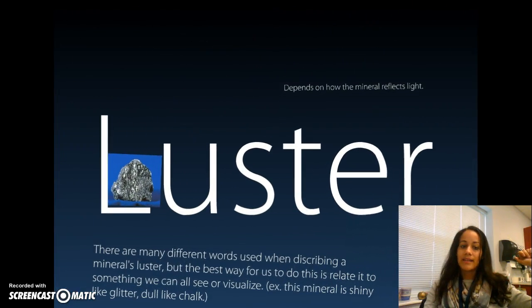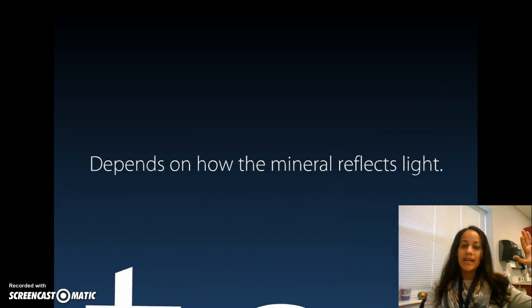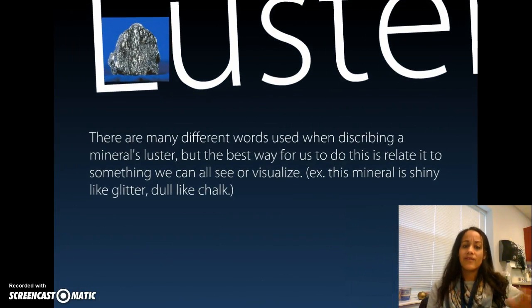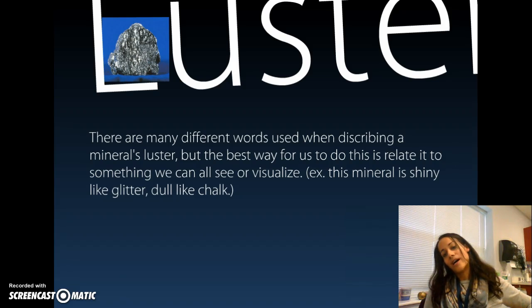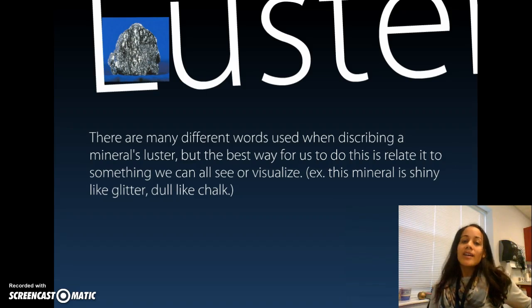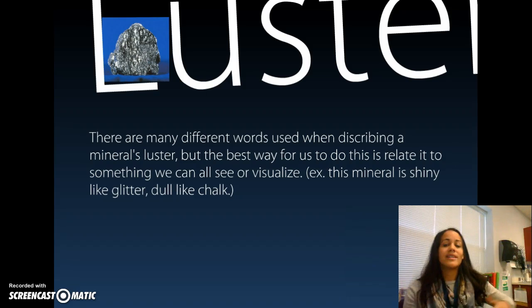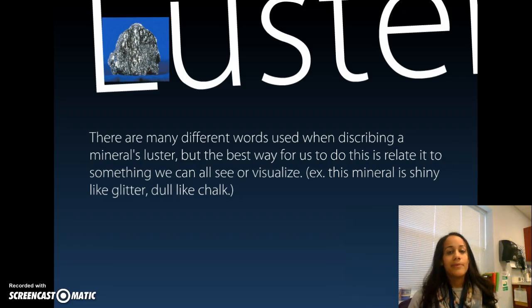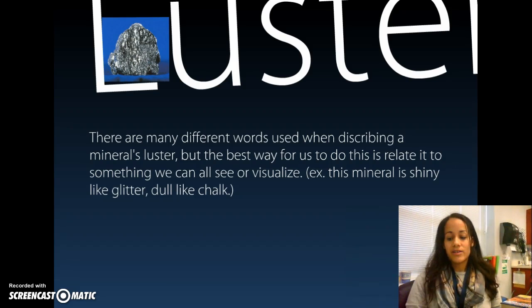Another property is luster. Luster depends on how the mineral reflects light. There are many different words when describing a mineral's luster, but the best way for us to do this is to relate it to something we can visualize. So when we're talking about the luster of a mineral, we're going to say it's shiny, it looks like glitter, it's dull, or it's metallic. So there are different ways to explain this characteristic of a mineral.